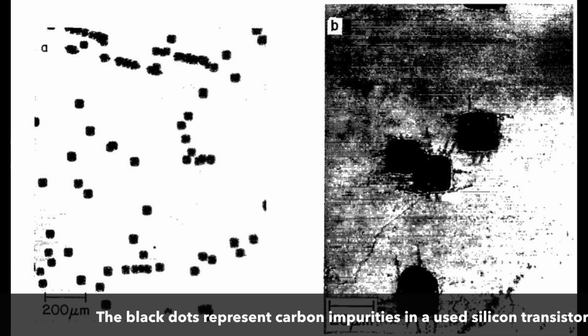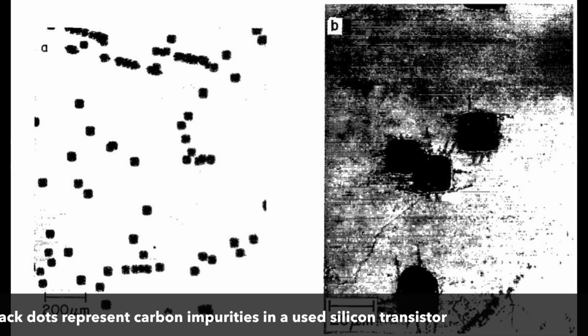He also looked at how small impurities entered transistors, ultimately discovering that the manufacturing process was not perfect. This allowed small openings that enabled carbon to enter the transistor.